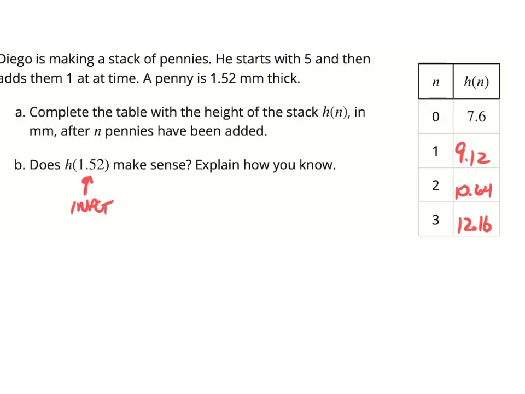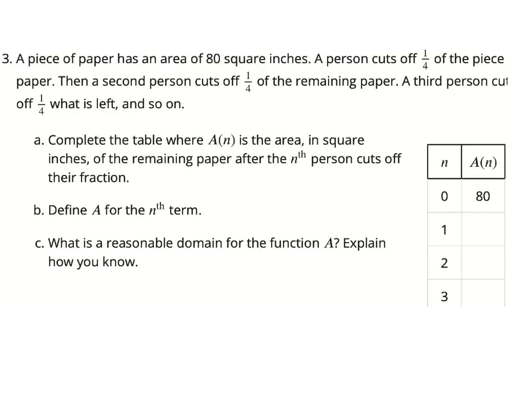All right, a piece of paper is 80 square inches. So now look, we're starting at 0. So this is going to make a neat explicit term. A person cuts off 1/4. The second person cuts off 1/4. A third person. So everybody's cutting off 1/4. Complete the table A of n. We want area, so be careful here.